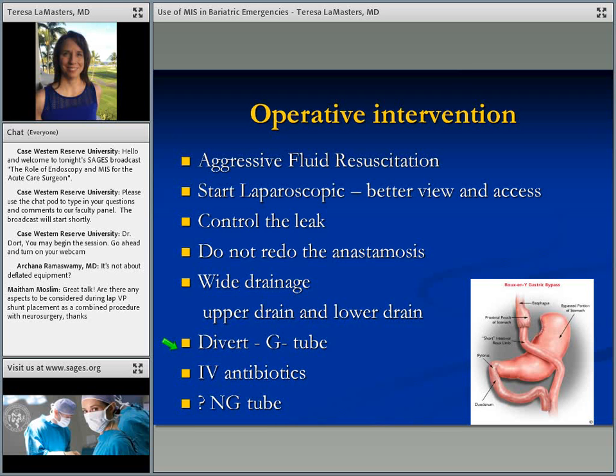and to try to address that leak. The primary principle is to control the leak. It is not the time to try to redo the anastomosis. If it's a very early leak and the tissue looks good, you could try to oversew it, but usually the sutures will pull through and it will just get worse. Really what you need to do is wide drainage. So you need upper drains, usually by the liver and by the spleen, and then you don't forget your pelvic drain, because if you drain upper, you can think you're doing a good job, and then they'll end up with a pelvic abscess.